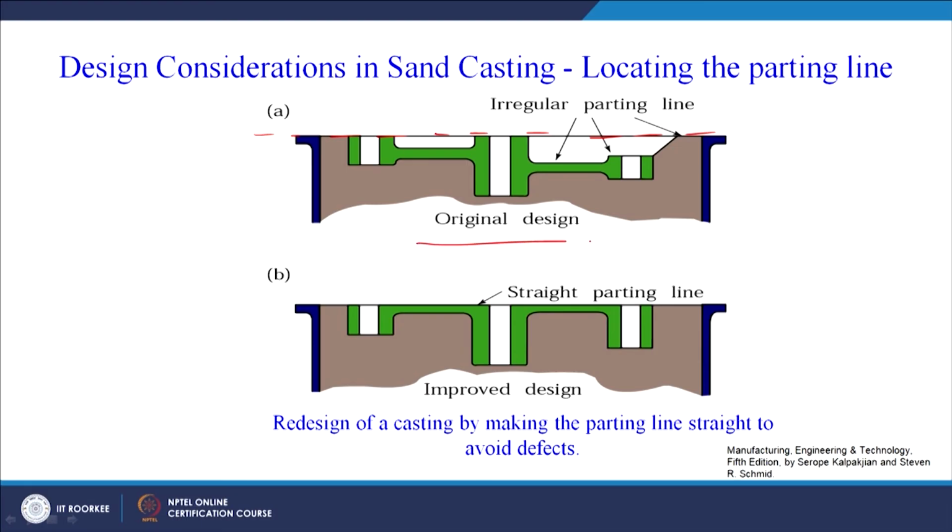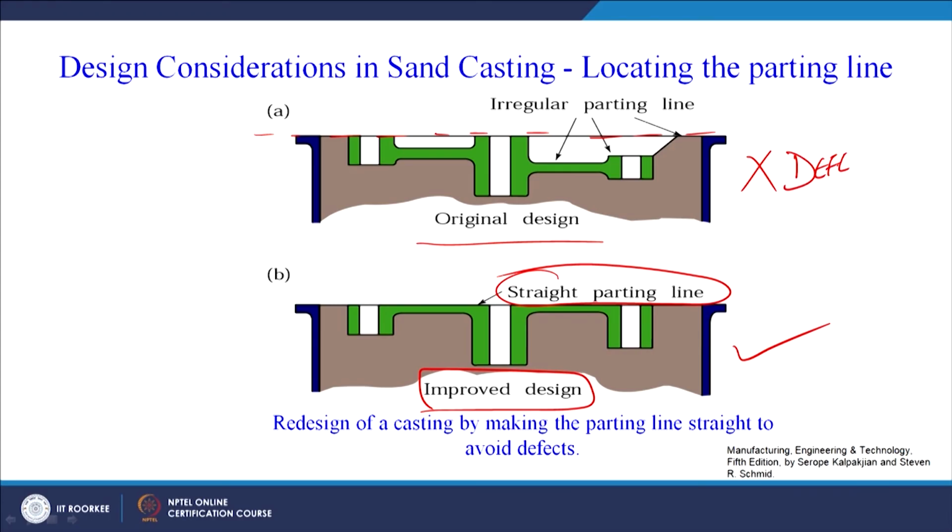So this is the original design. So this is a straight parting line, which is good. This is the improved design, it must be straight, but here it is not straight in this case. This is the original design, it can be improved by making the parting line like this. Redesign of a casting by making the parting line straight to avoid the defects. So here there are chances of different types of defects in the casting, but this can be the improved design.